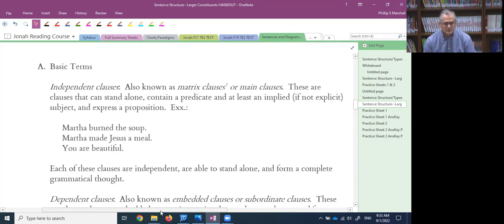Every time I see the word matrix, I think of Keanu Reeves, and then I want to don my black trench coat and start shooting things.